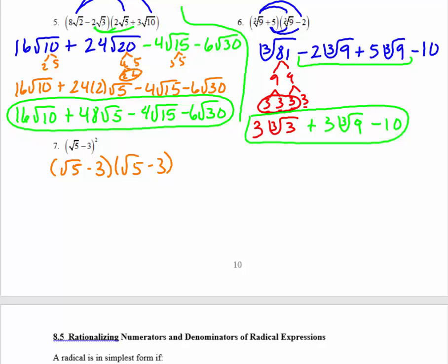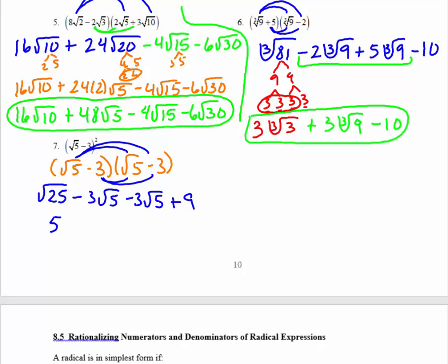So we'll start distributing. Square root of 5 times the square root of 5 is the square root of 25. Outer gives me negative 3 square root of 5. Inner gives me negative 3 square root of 5. And last gives me a plus 9. The square root of 25 we know is 5.